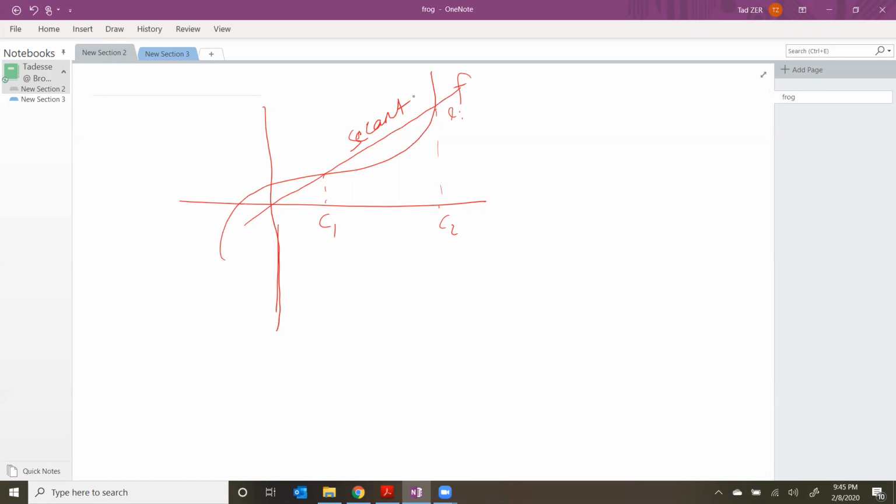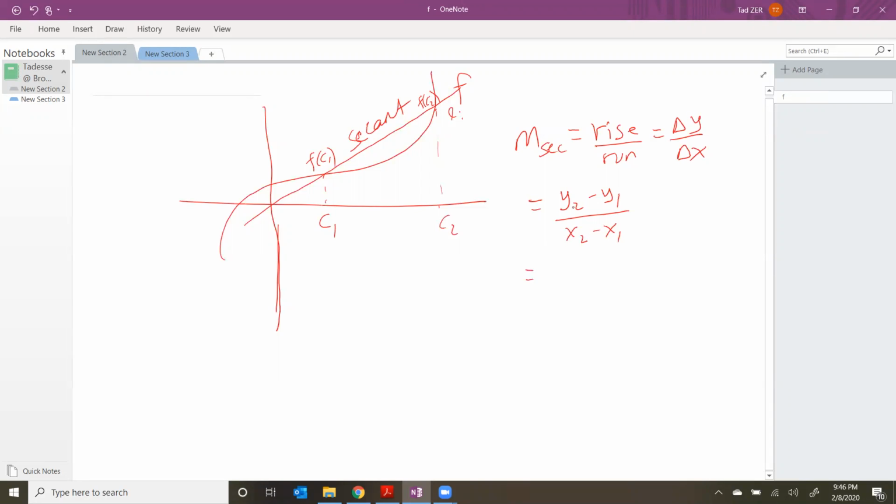Now, the question is, what is the slope of this line? If this is C1, this is f at C1, and this is C2, the y value will be f at C2. So what is the slope of this secant line? You know that slope is defined to be rise over run, or change in y divided by change in x, or vertical change divided by horizontal change. What is the vertical change, or the rise? It is y2 minus y1. Horizontal change is x2 minus x1.